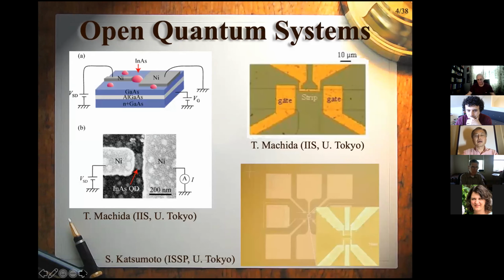Here are some condensed matter examples. In a semiconductor, electrons can be almost free electrons, and they can come into this narrow channel. This small part can have complex structures, but the electrons can go out into free space again. So this is the particular kind of open quantum system I'm interested in.